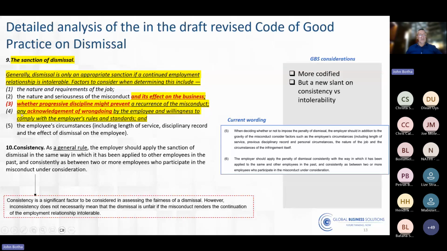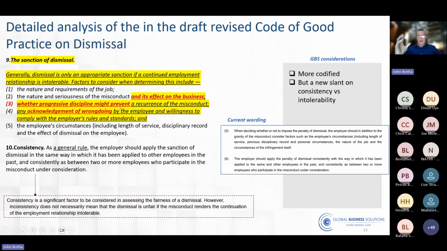Take a look at this provision over here. And now point 4 says, any acknowledgement of wrongdoing by the employee and willingness to comply with the employer's rules or standards. What are they saying there? They're saying when you've chaired a disciplinary inquiry and you're looking at the sanction, they are telling you you've got to take a look at remorse. What does remorse look like?